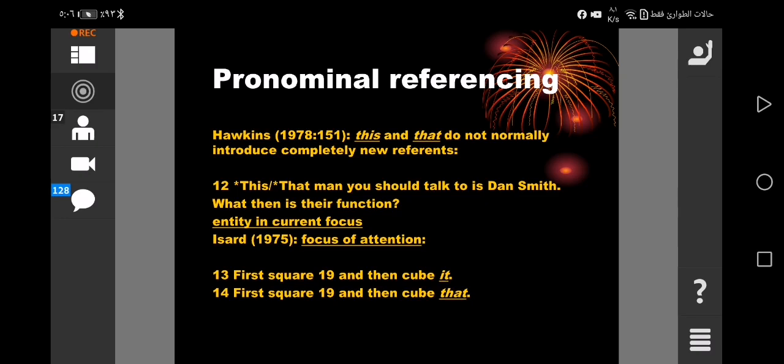So if I say first square 19 and cube it, it refers to 19. But if I say first square 19 and then cube that, that refers to 361. So I have to cube 361, not 19. So you see that the difference between 13 and 14 is great, is huge.